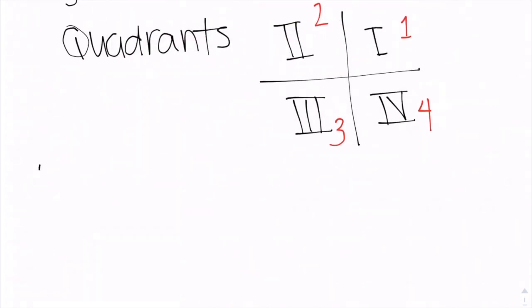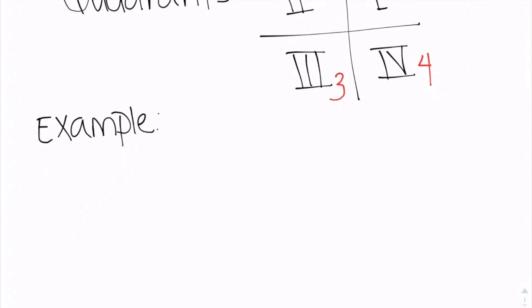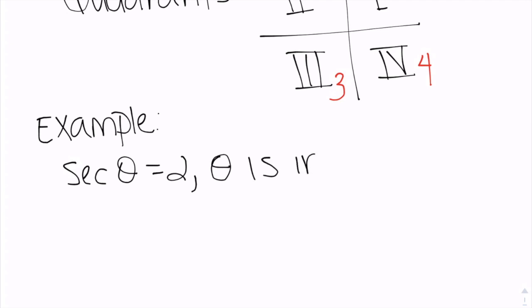So if we go to an example, so we have secant of theta equals 2. Theta is in quadrant 4. What are the other 5 trig ratios?